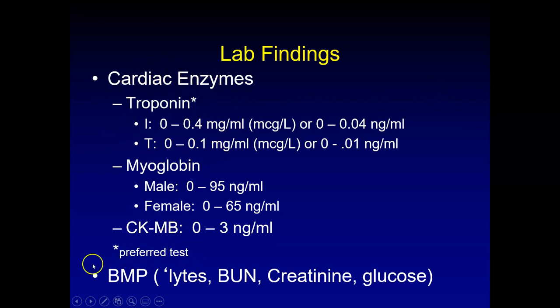The other things we're going to do are a CMP or a BMP, either one. Most doctors nowadays order CMPs. We're after your electrolytes. We want to see your sodium, potassium, chloride. We're going to look at magnesium, phosphate, and calcium. We're going to look at your BUN and creatinine, how you're clearing things from that renal perspective. And then we're also going to look at your blood sugars as well.